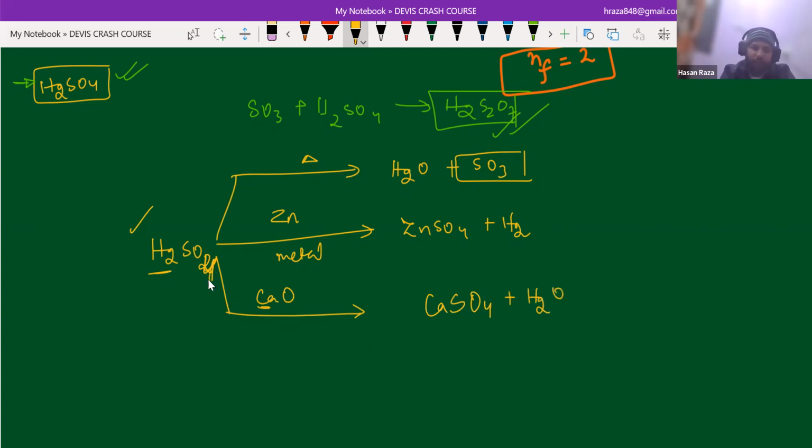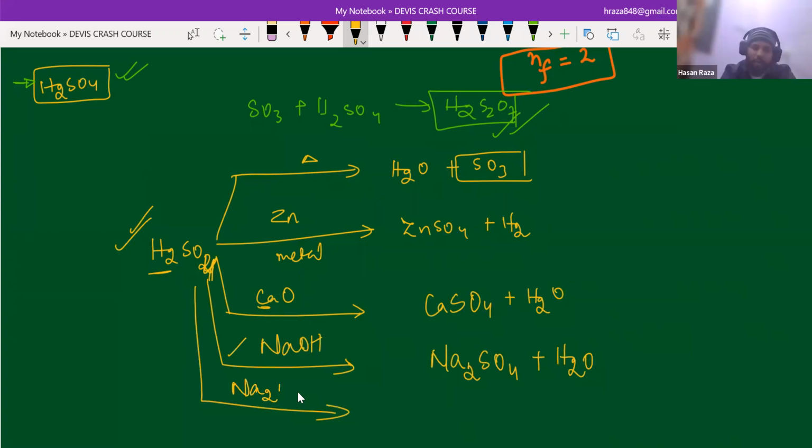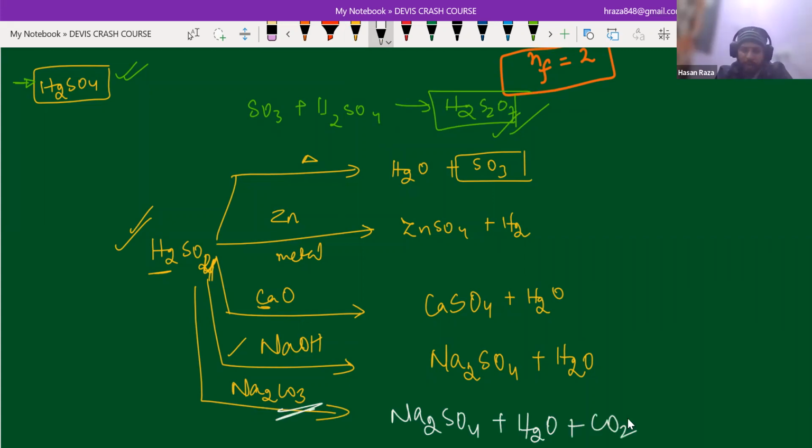Then again, if you are going to react this with NaOH, you know that this is acid, this is base, then what will it form? There will be formation of salt plus water. If you are going to react this with Na2CO3, sodium carbonate, it is also a salt. So what will be the formation? There will be formation of salt plus H2O, and due to the presence of carbonate ion, there will be formation of carbon dioxide as well. Are you getting my point?